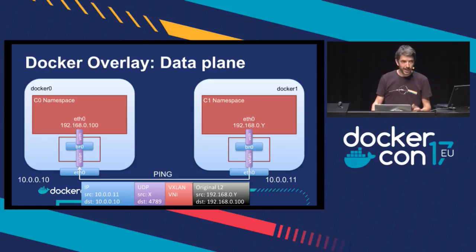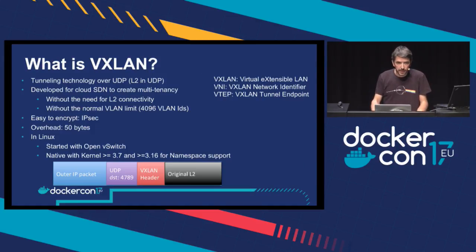The original L2 frame, as seen from the containers, is the black box. And VXLAN is basically an additional header around this original L2 frame. As you can see, you have several pieces of information: the IP address of the physical host to tunnel traffic, a UDP header with ports, and then a VXLAN identifier, which allows you to have different overlays between nodes. So what is VXLAN?